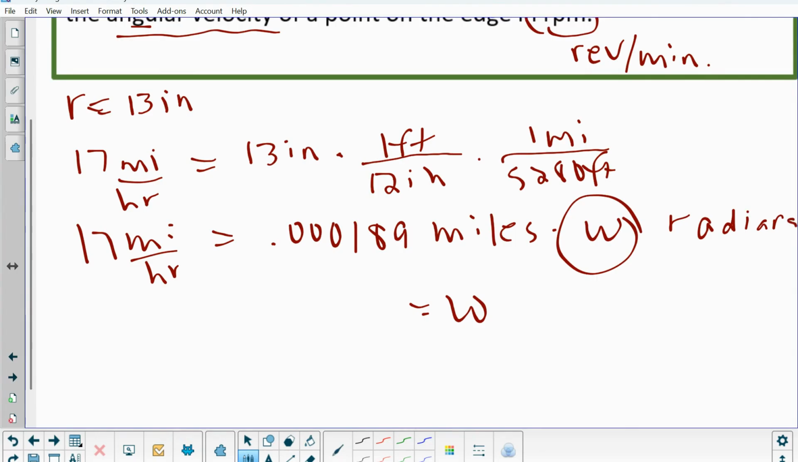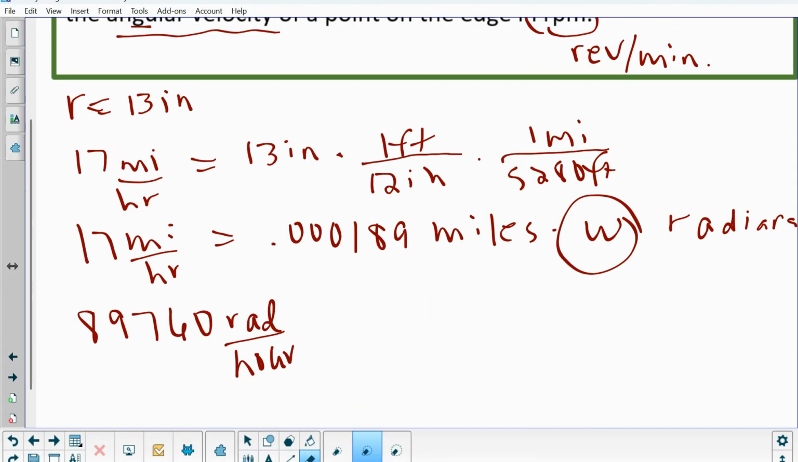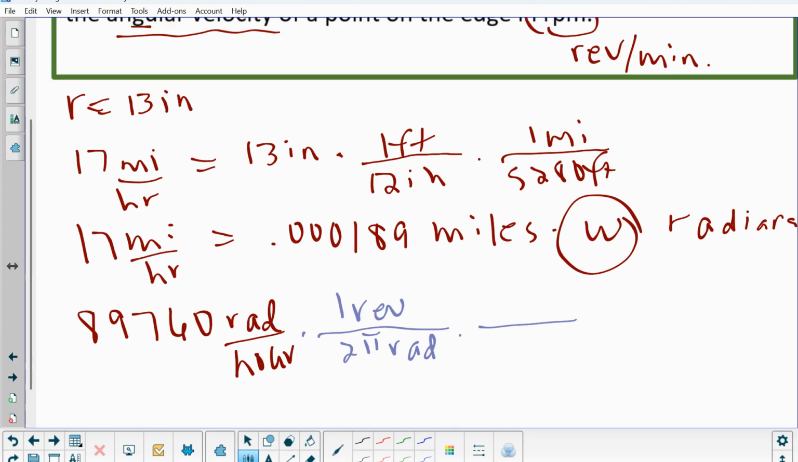So 17 divided by this number gives me 89,760, at least that's backwards, radians per hour. A lot of dimensional changes going on here. So that's our angular velocity. It's correct, but it's just not in the form we wanted, and we want it in revolutions per minute. So I need to get rid of the radians. So for every revolution, there are 2 pi radians, and I need to get rid of the hours. So for every hour, there are 60 minutes.